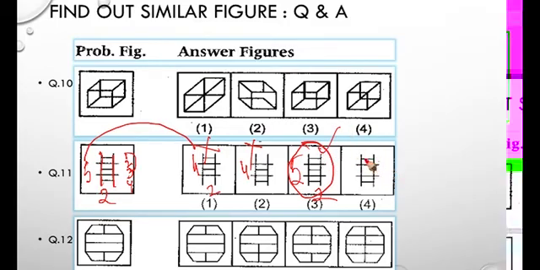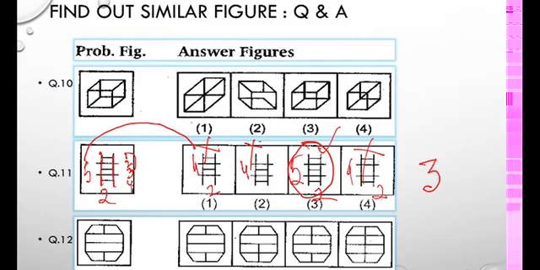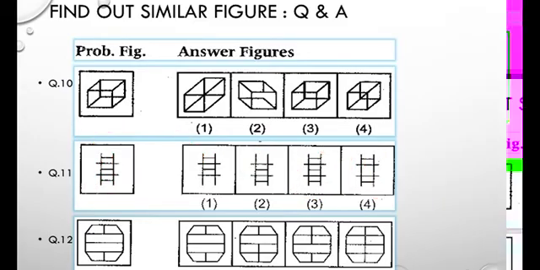How many lines which are horizontal? 1, 2, 3. Only 4 lines are there and 2 lines are vertical. So this also again can't be the answer. So confirmed, the answer for question number 11 is 3. Let's go to the next question.